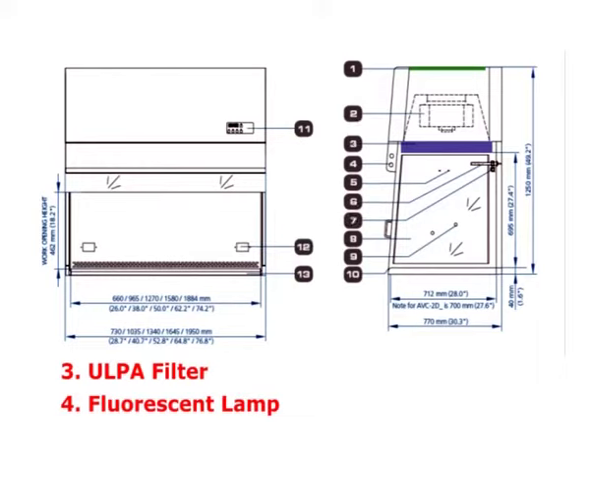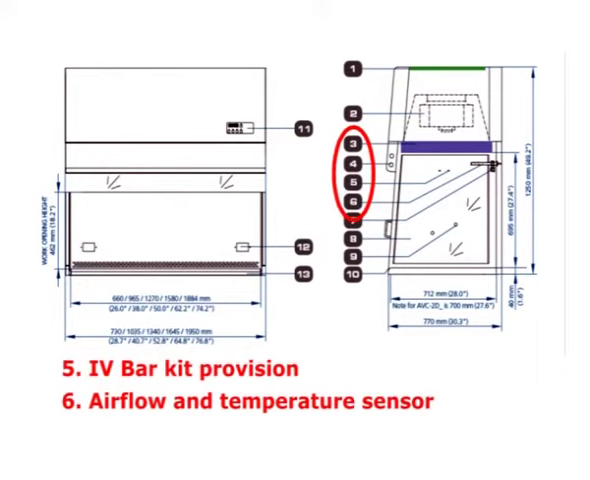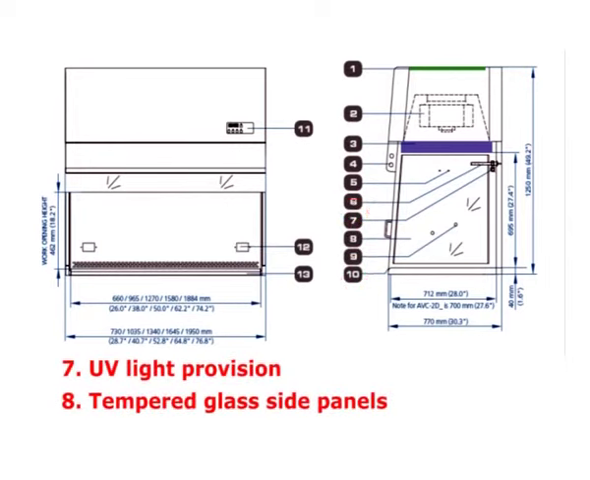The fluorescent lamp at point number 4. At 5 is the IV bar kit, and at point 6 is the airflow and the temperature sensor. Under that you will see that UV light provision is provided at point number 7.